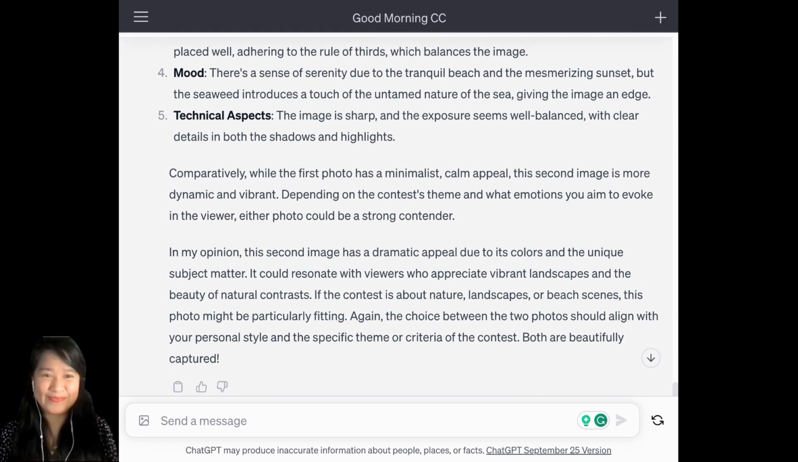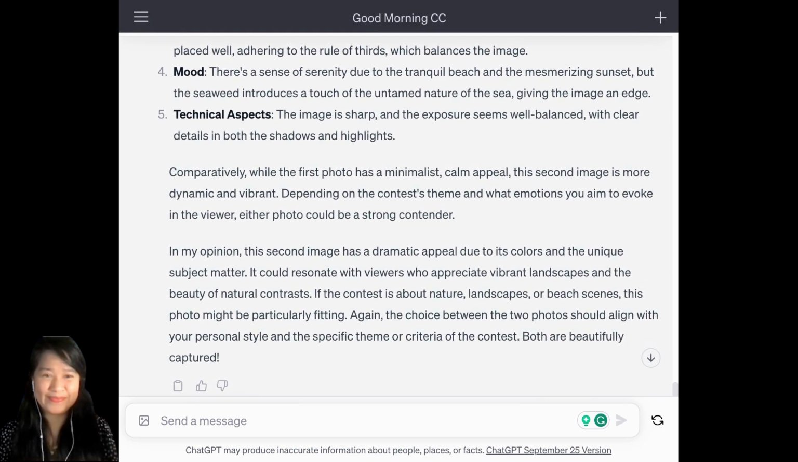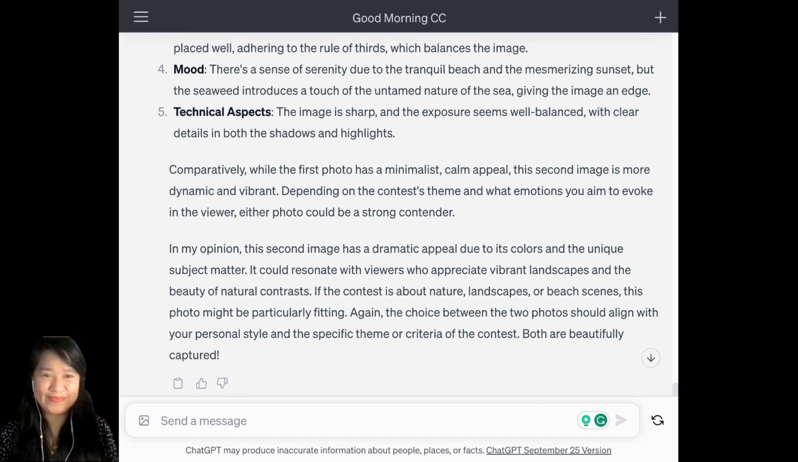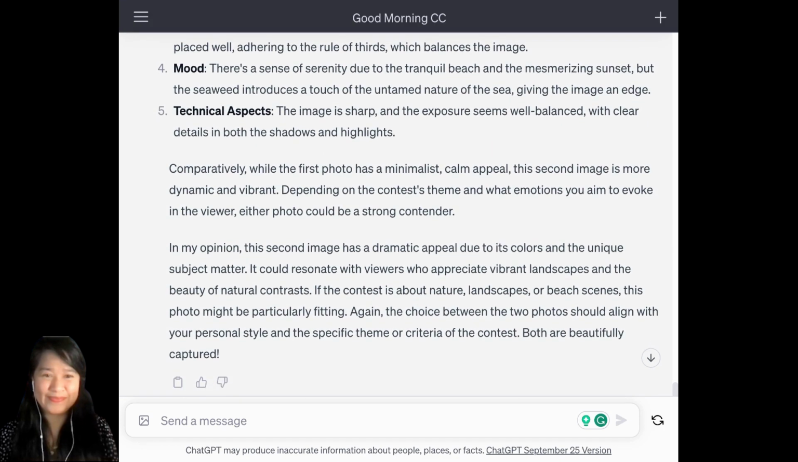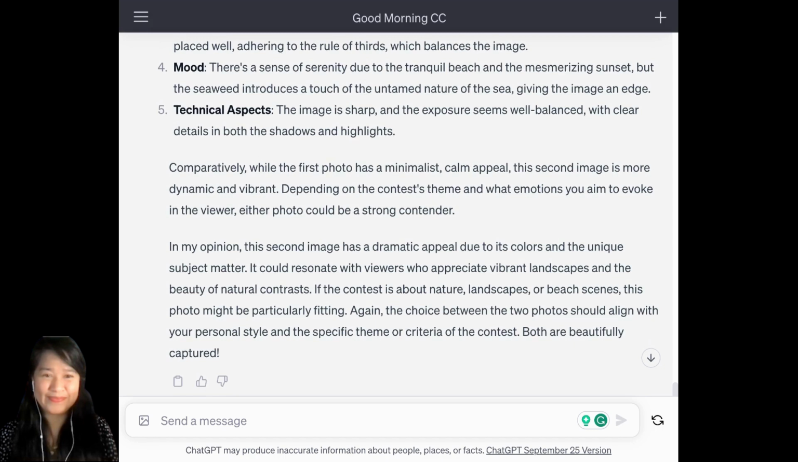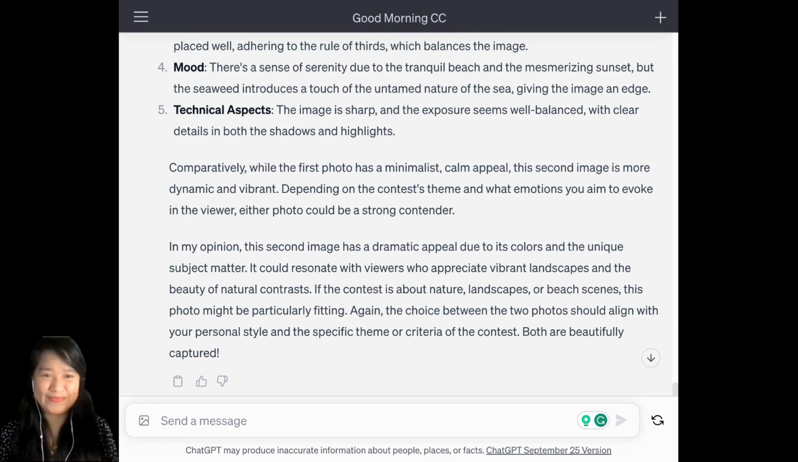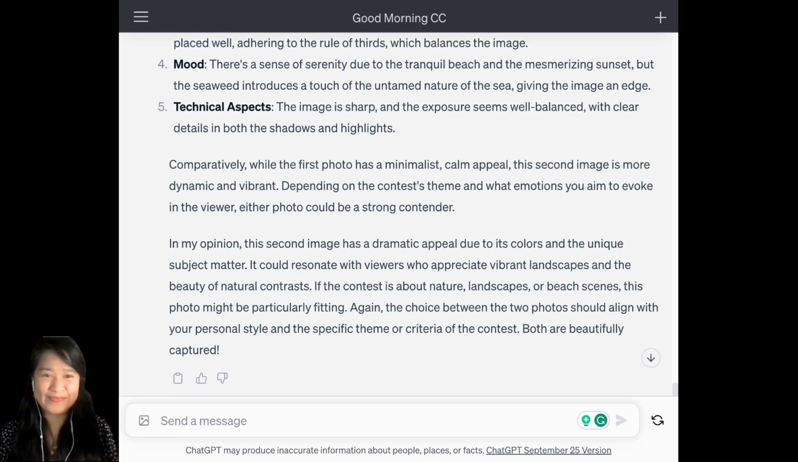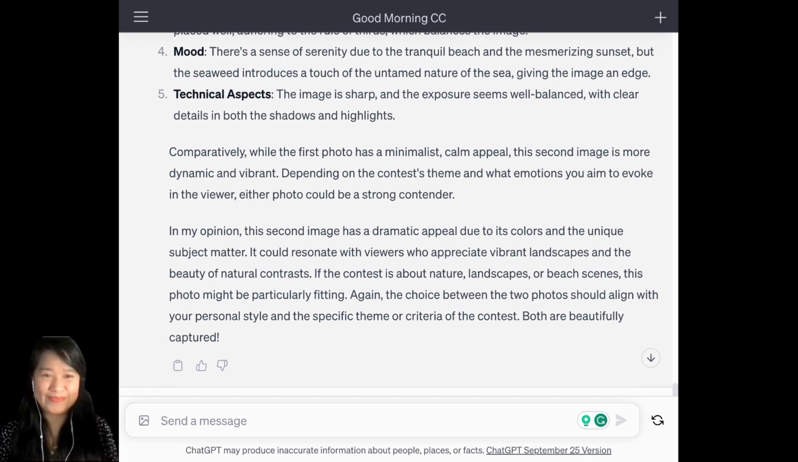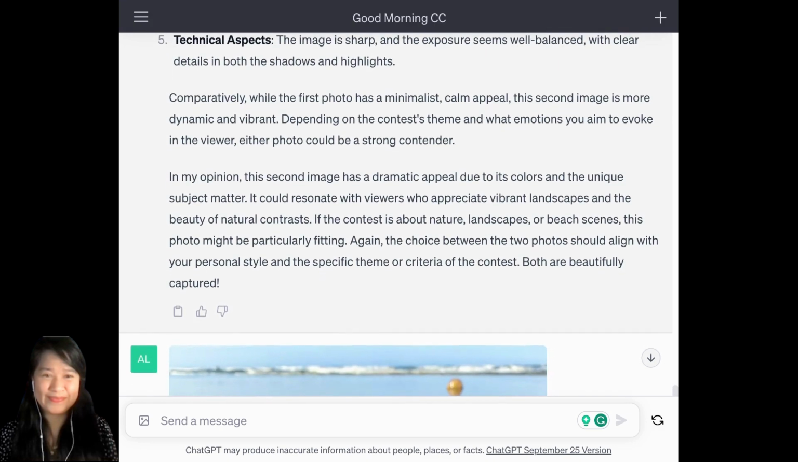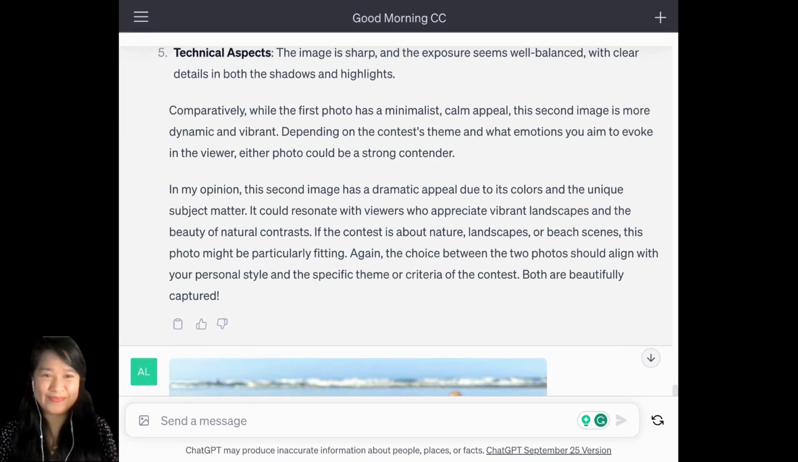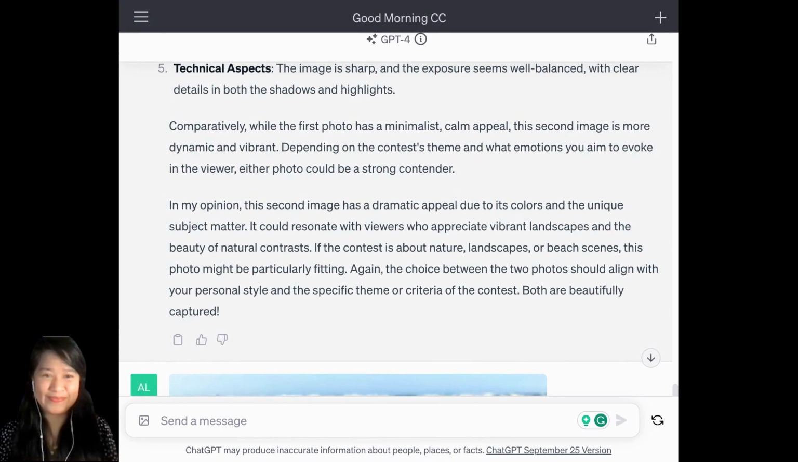And then after giving all the elements, Sissy was to answer my question about which one is better, right? Comparatively, while the first photo has a minimalist calm appeal, the second image is more dynamic and vibrant. Depending on the contest theme and what emotion you aim to evoke in the viewer, either photo could be a strong contender. And Sissy is right. But we have to remember, it's a person that's going to judge this contest, right? So I need to pick an image that will resonate with most people or most judges.